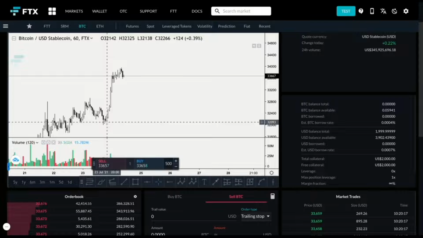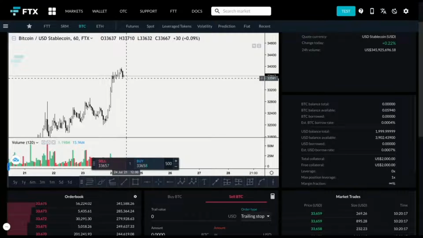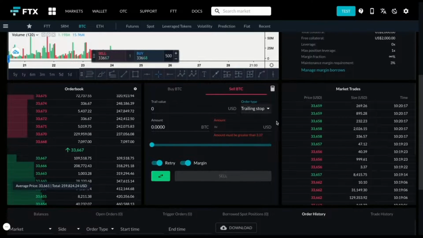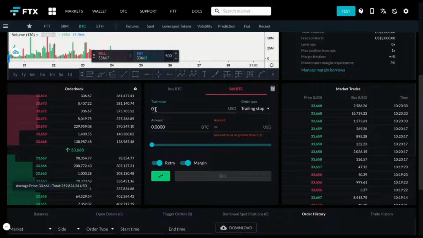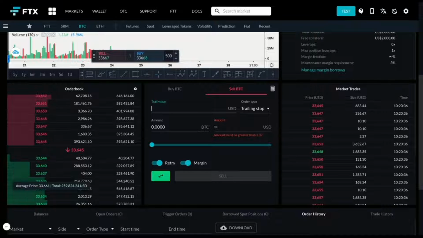So in my entries here, I want to place a trailing stop so that if Bitcoin drops back by a certain amount, it triggers my stop loss and I close the trade. What you do then with the trail value is put in the number of dollars behind the current price that you want to trail it. So let's say it was $100. If you're using a sell stop order, it needs to be negative, so it wants to be minus 100.